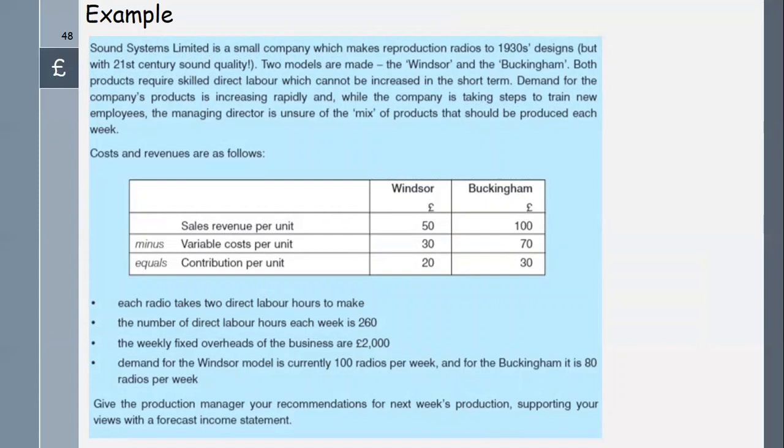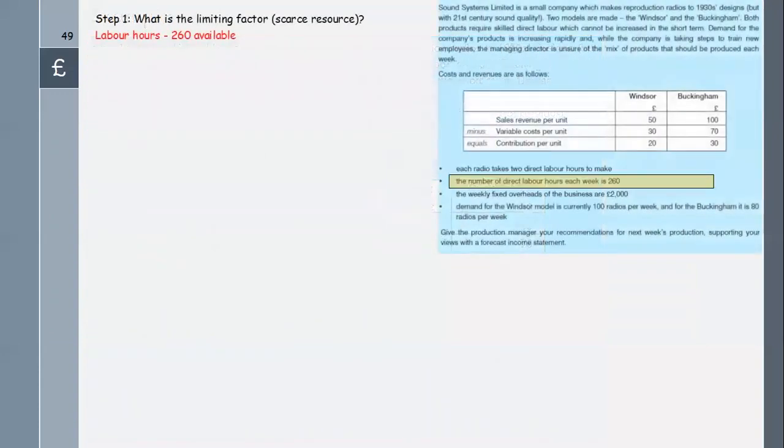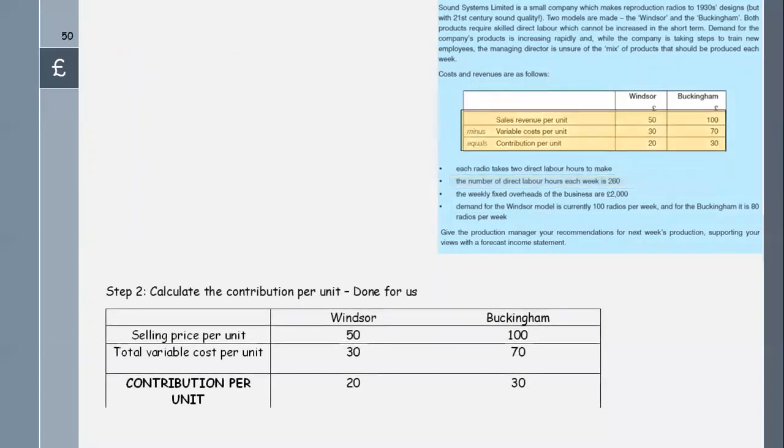So same steps as before. Step 1, identify the limiting factor. The question tells us we've only got 260 hours in that week, so that's step 1 done. Step 2, calculate the contribution per unit. That's done for us in the question. It's £20 contribution per unit for Windsor, 30 for Buckingham. So it looks like Buckingham is a bit better. We get more contribution per unit from Buckingham, but let's see if that really is better.